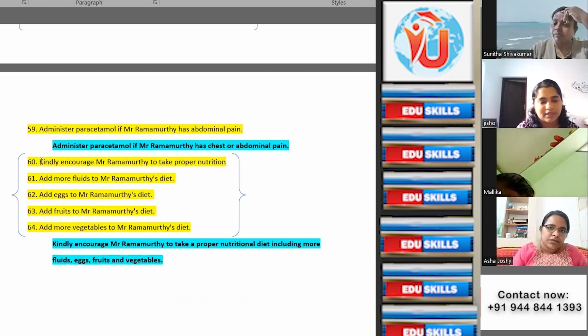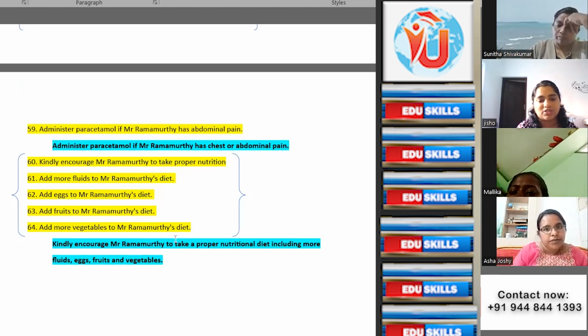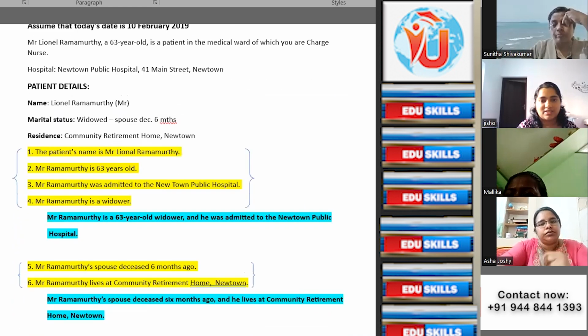And last we can see: kindly encourage Mr. Ramamurthy to take proper nutrition, add more fluids to Mr. Ramamurthy's diet, add eggs to Mr. Ramamurthy's diet, add fruits to Mr. Ramamurthy's diet, add more vegetables to Mr. Ramamurthy's diet. So we can join these 5 simple sentences into one compound sentence, that is: kindly encourage Mr. Ramamurthy to take a proper nutritional diet including more fluids, eggs, fruits and vegetables. So this is the way we can transform the simple sentences into a compound sentence.